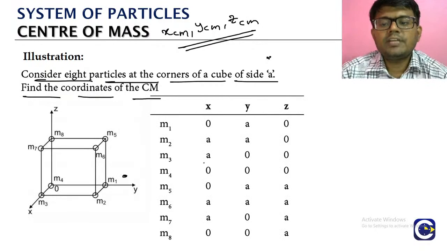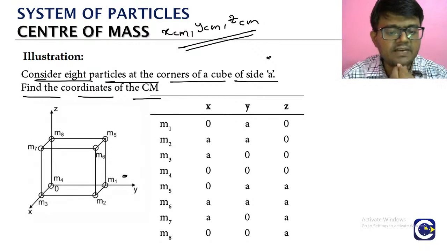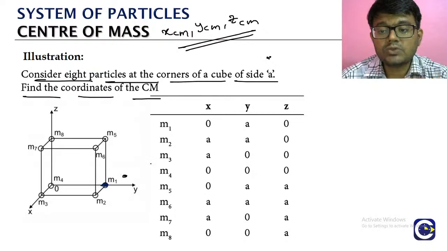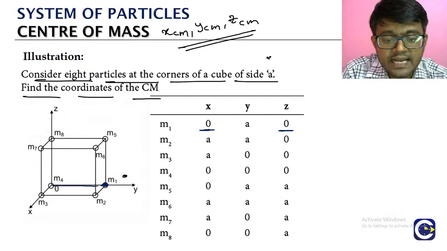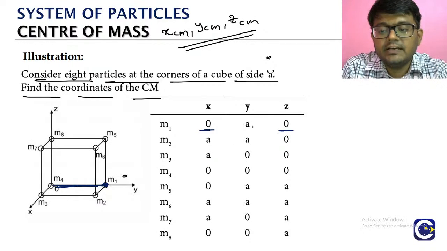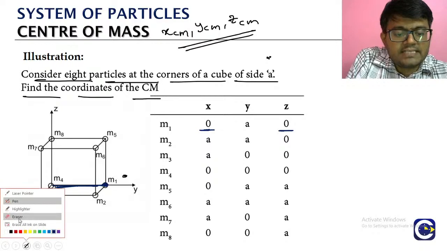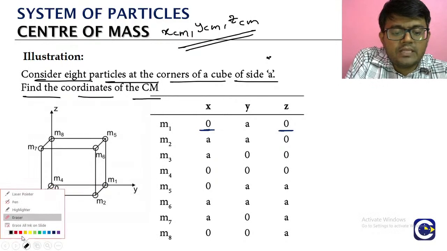So let me show you the representation here, starting with m1. Where is our m1? m1 is on the y-axis, right? Means x coordinate is 0, z is 0. The side length of the cube is a. That is why the y coordinate will be a. So observe this carefully, guys. What are the m1 coordinates? m1 will have the coordinates of what?